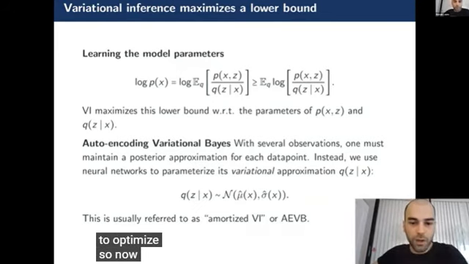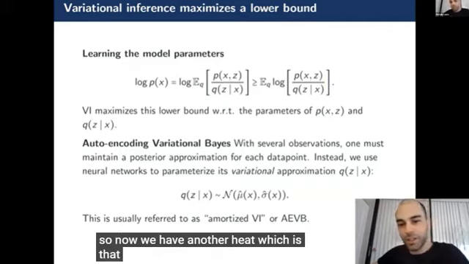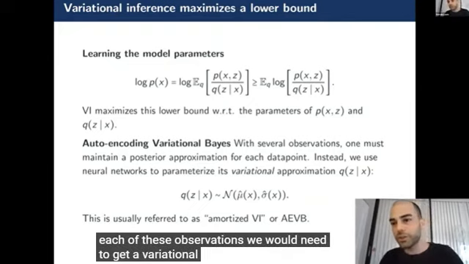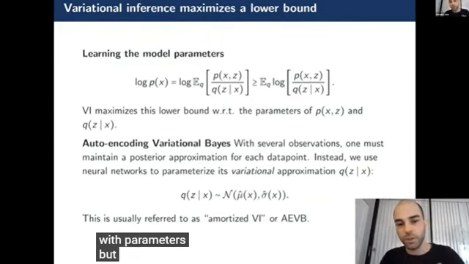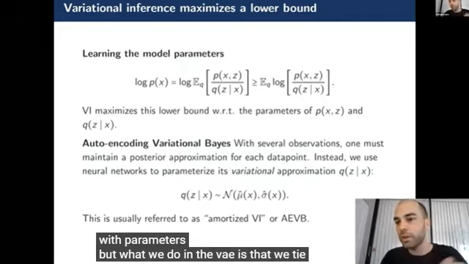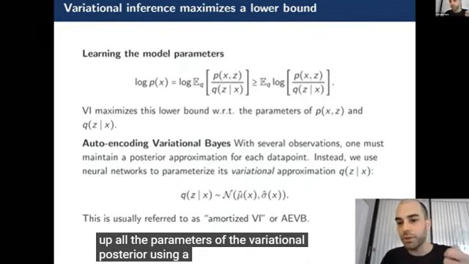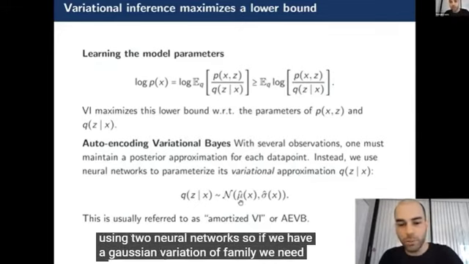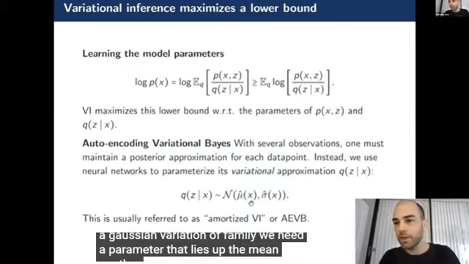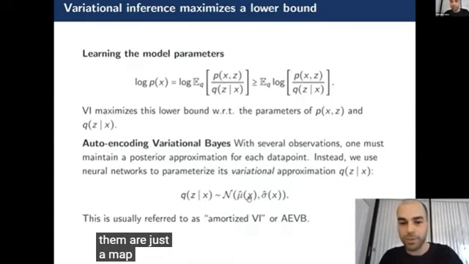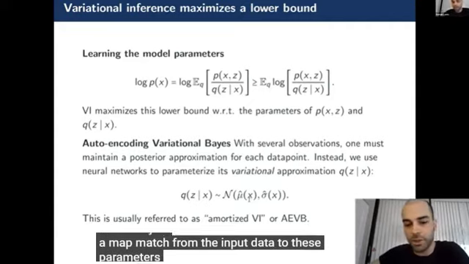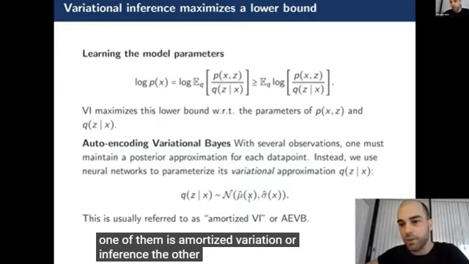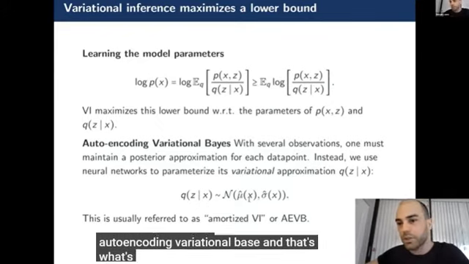So now we have another hiccup, which is that we have several observations, and for each of these observations, we would need to get a variational distribution with parameters. But what we do in the VAE is that we tie up all the parameters of the variational posterior using two neural networks. So if we have a Gaussian variational family, we need a network for the mean and another for the variances, and all of them are just a map from the input data to these parameters. It's been called many names, and one of them is amortized variational inference. The other is autoencoding variational Bayes, and that's what's used in the VAE.